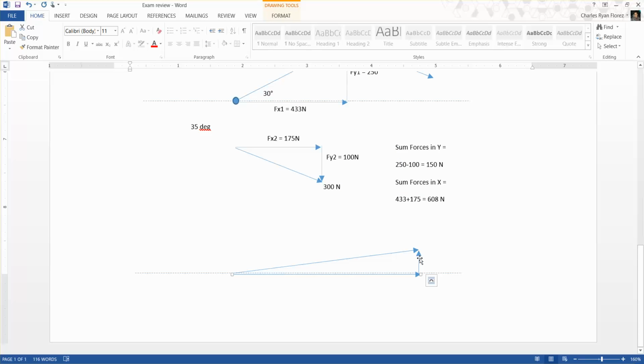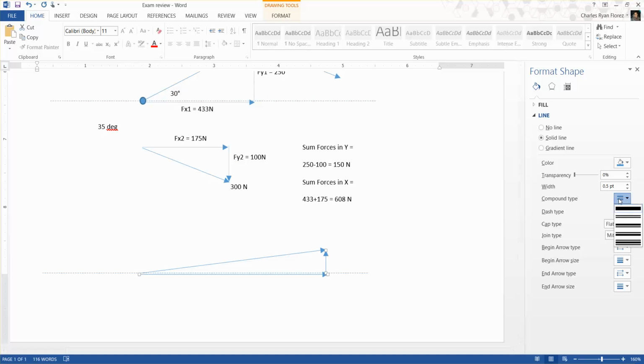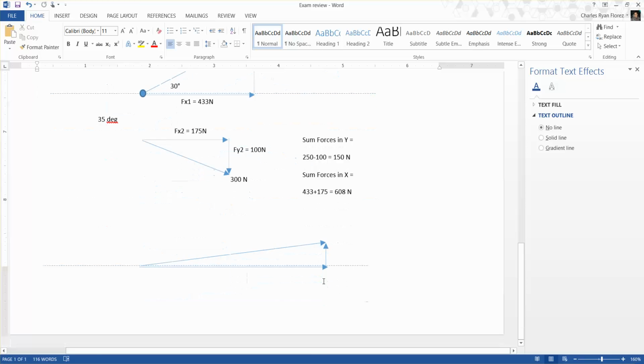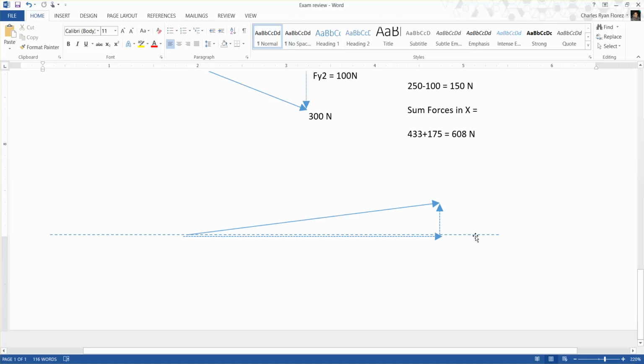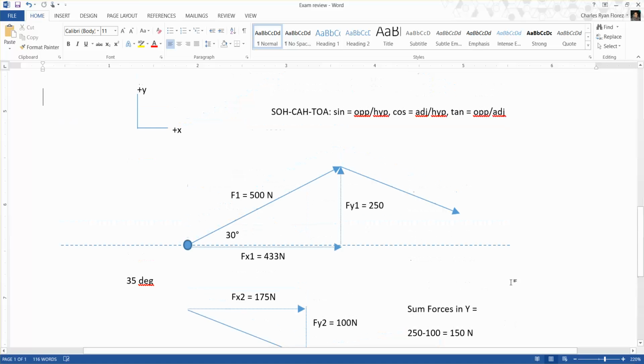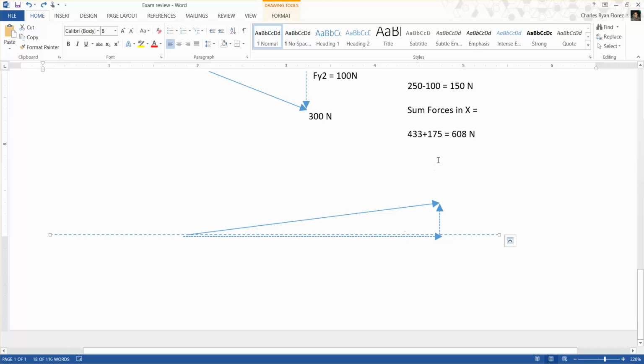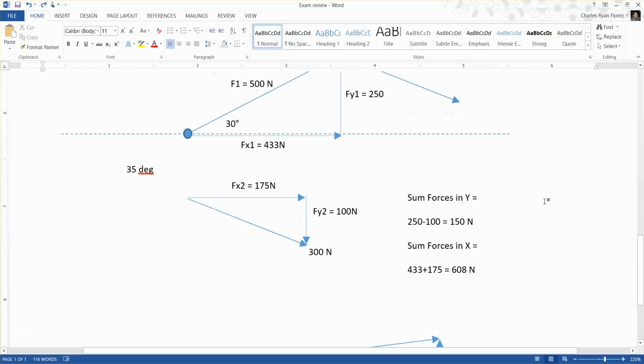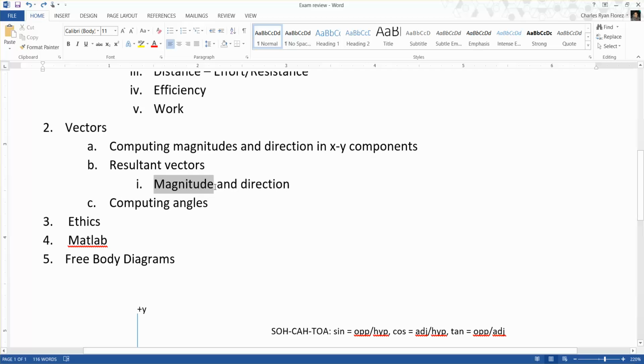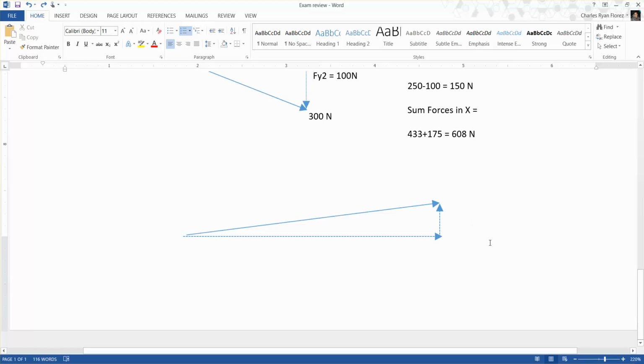Okay, so these are components. These are the X and the Y components. This one would have a value of 608, and this one would have a value of 150. From here, you technically have a squared, you have a b squared, and you can solve for c squared. That would give you the magnitude of your resultant force, which is what you're asked to do. So that's pretty much it for the magnitude part.